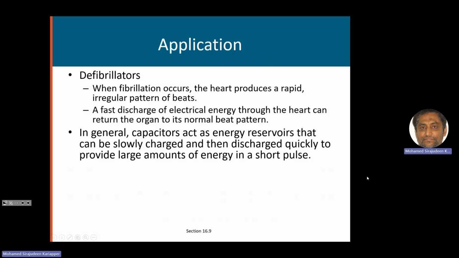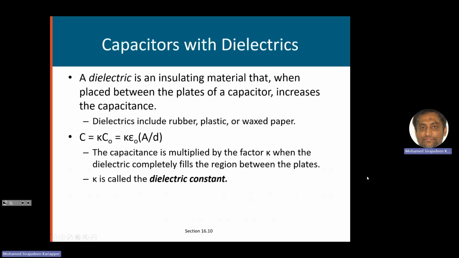In general, capacitors act as energy reservoirs that can be slowly charged and then discharged quickly to produce a large amount of energy, so that is needed to jumpstart the heart, and the heart will get back to its regular pattern. Just an application.